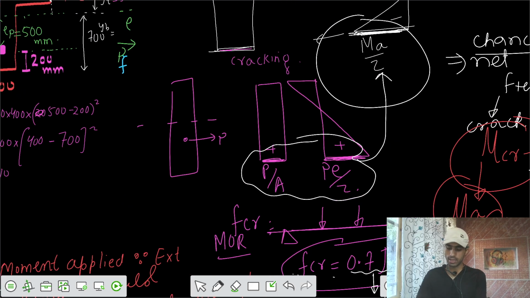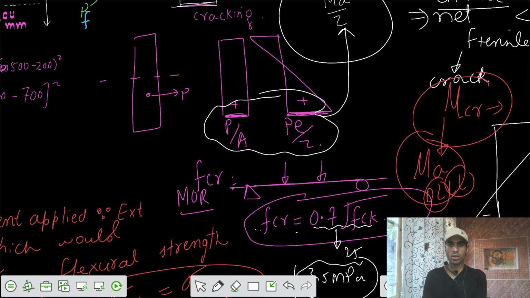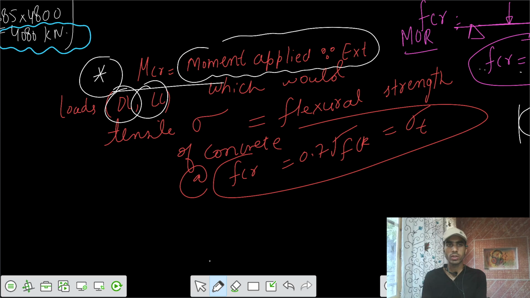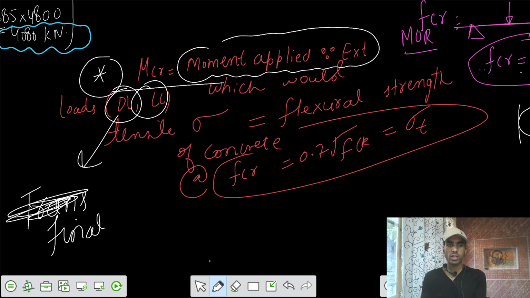So let's take what you call the final stage. We're applying moments because of all those loads, dead load and live load. So it's talking about that transfer stage, that final stage of the stress analysis.